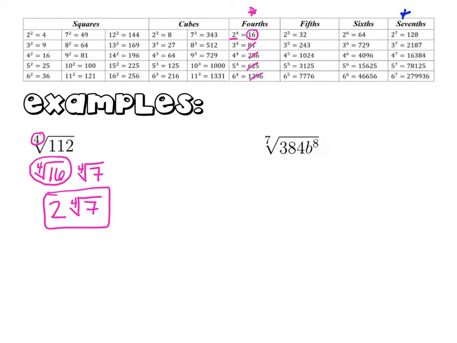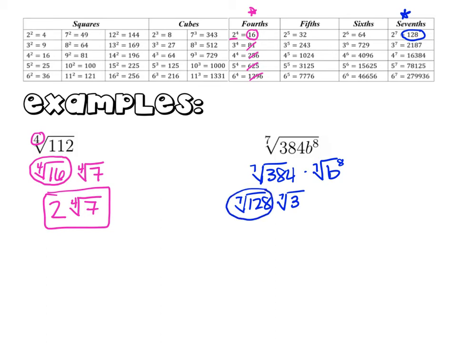Or look at the seventh root. So looking in my sevenths list, what can I divide 384 by? So if I break it into the seventh root of 384 and the seventh root of b to the 8th, so I have to look at one piece at a time, I can divide 384 by 128. So I can break this into the seventh root of 128 times 3. The seventh root of 128 was my perfect part. That's 2. So 2 seventh roots of 3.